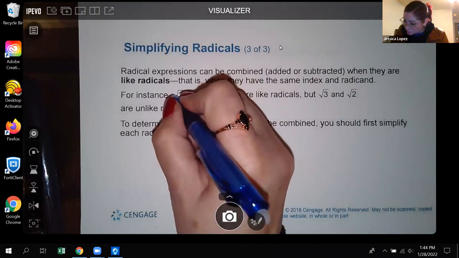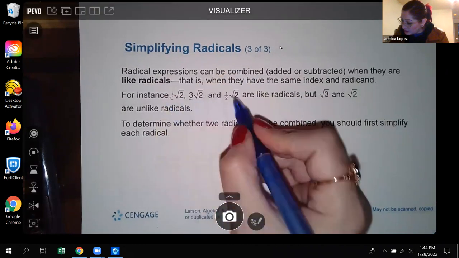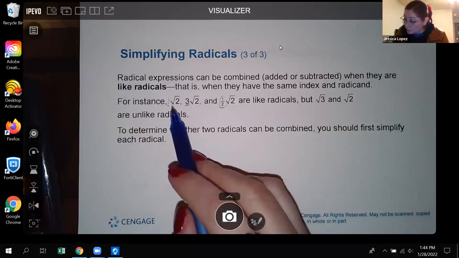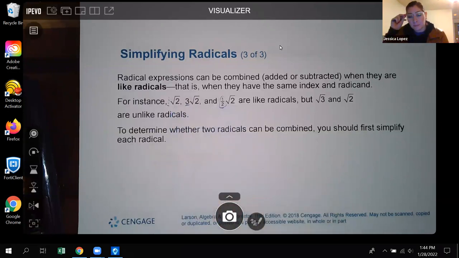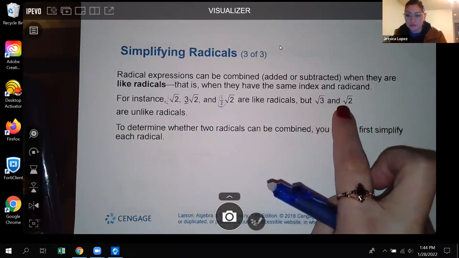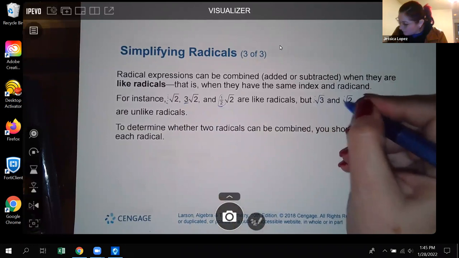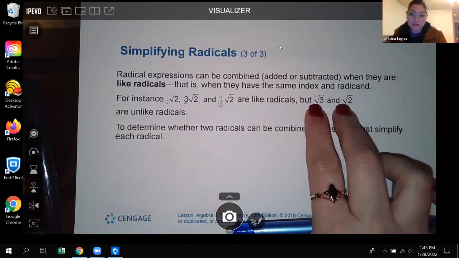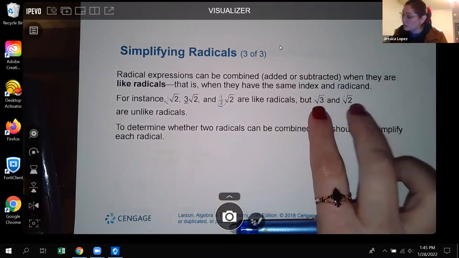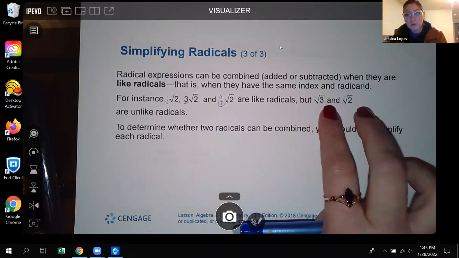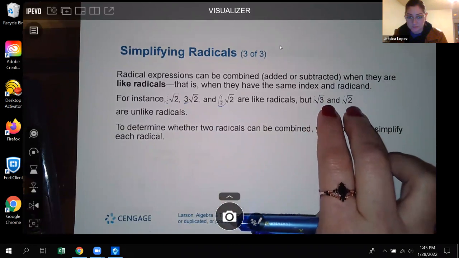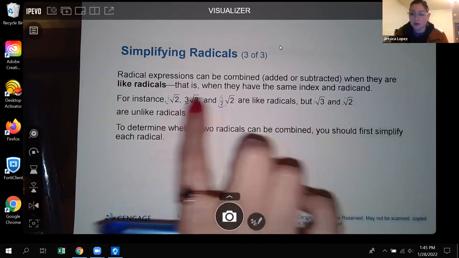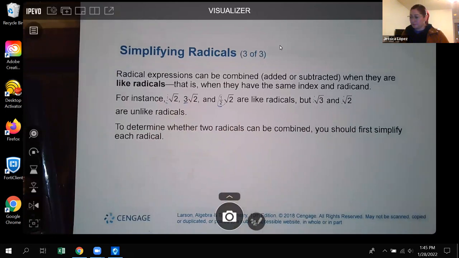So notice here the coefficient is 1, here the coefficient is 3, and here the coefficient is 1/2, but they are all like radicals because they all have a square root and a 2 on the inside, okay? Whereas these two, they both have square roots, they both have the same coefficient, but the radicands, the insides, are not the same. I don't even care if the coefficients are the same. That's literally irrelevant, okay? But I want the indexes to be the same, which they are, but we also want the radicands to be the same, and they're not, okay? So you could not combine these two into one radical. Whereas these, I could, depending on whether they were added or subtracted together, okay?